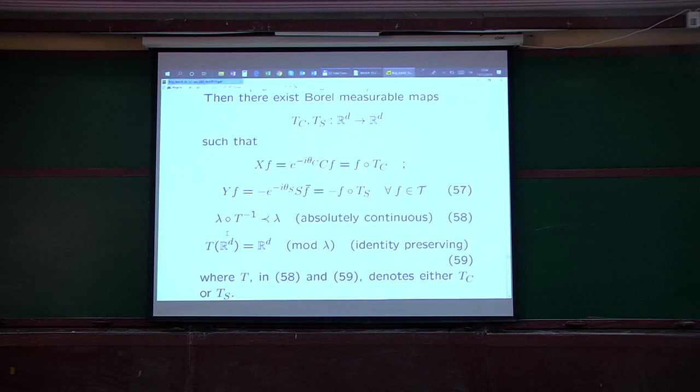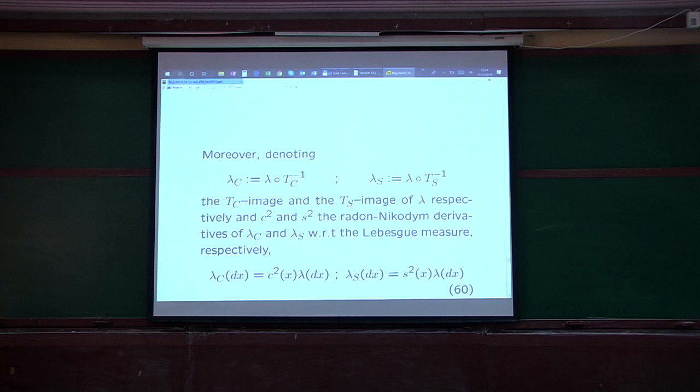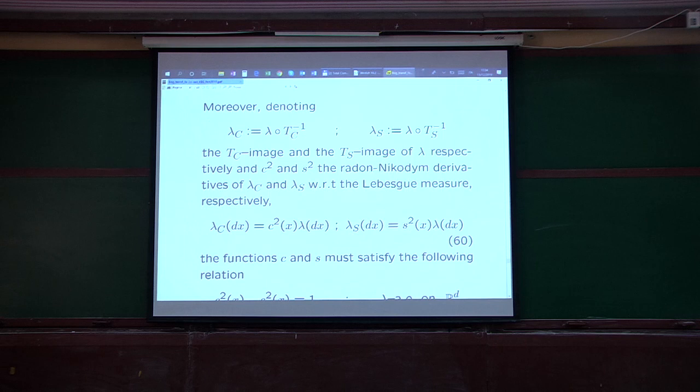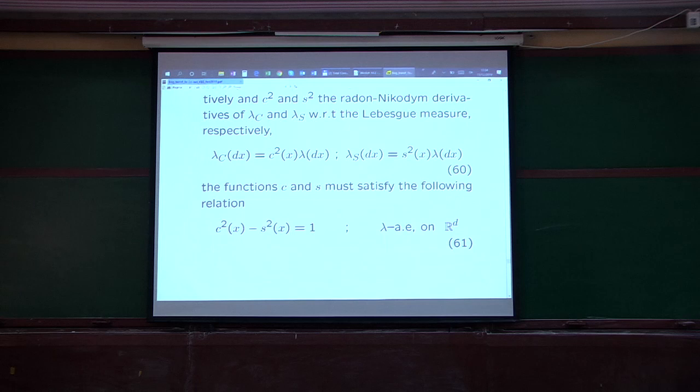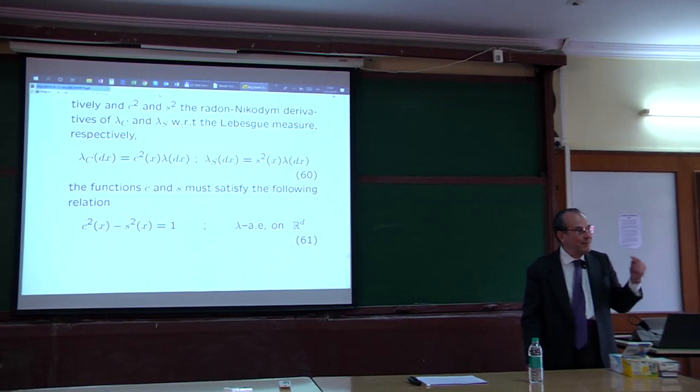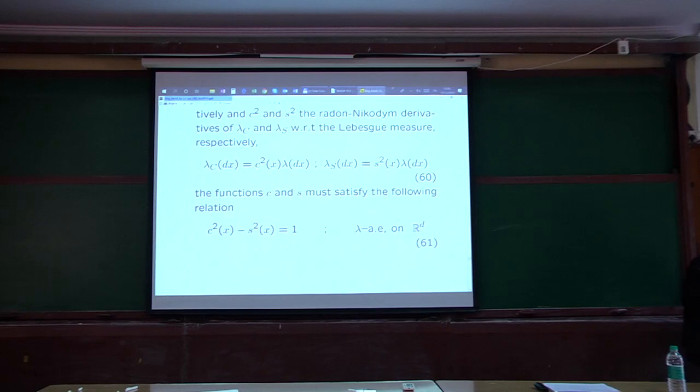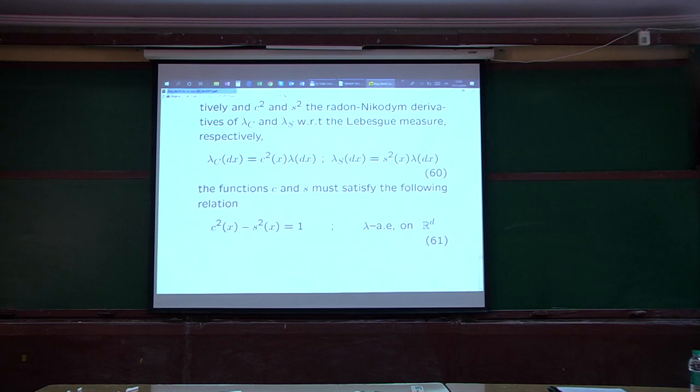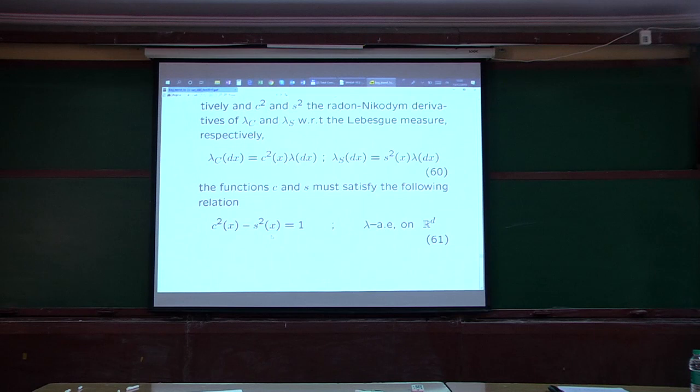Moreover, for T being either T_S or T_C, this measurable transformation must preserve absolute continuity, and you need to have surjectivity at least for the cosine part. Because of absolute continuity, the two measures, lambda_C and lambda_S, have some densities. And you see, the quadratic condition is exactly the pointwise hyperbolic condition on the Radon-Nikodym densities. It's very complicated to give this condition for an automorphism. But if the automorphisms are implemented by absolutely continuous transformations, then the hyperbolic relation can be given in the standard way using the Radon-Nikodym derivative. Okay?